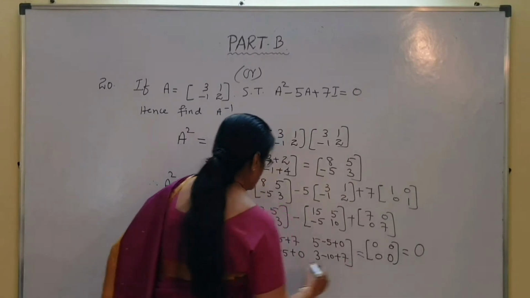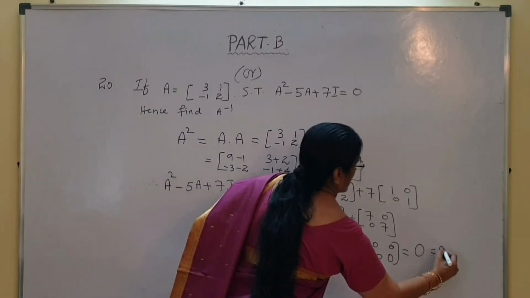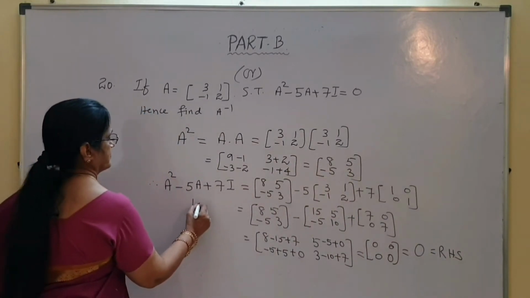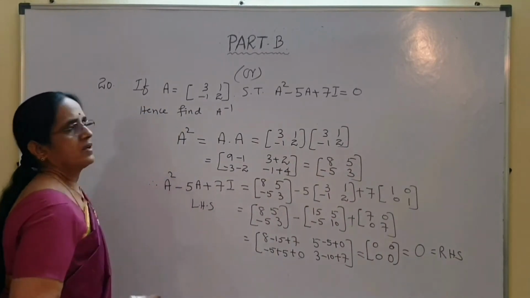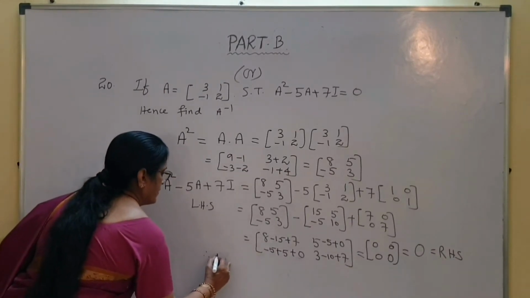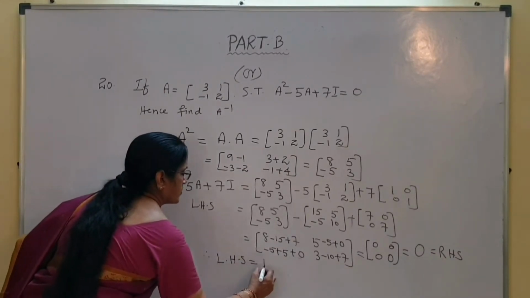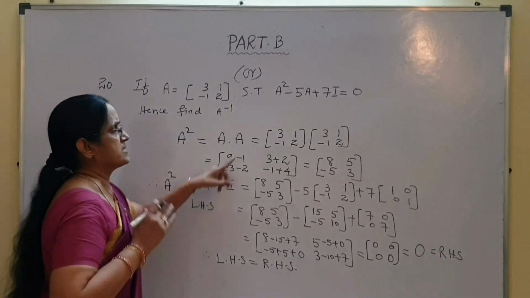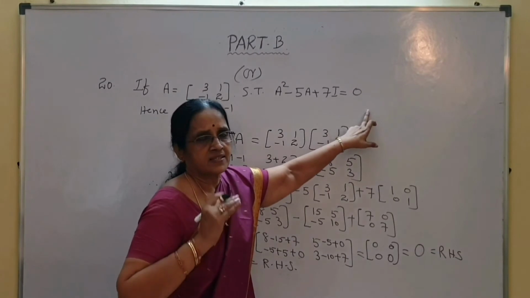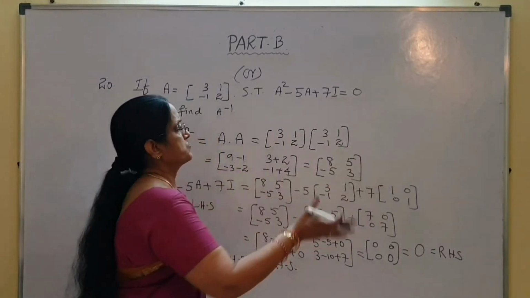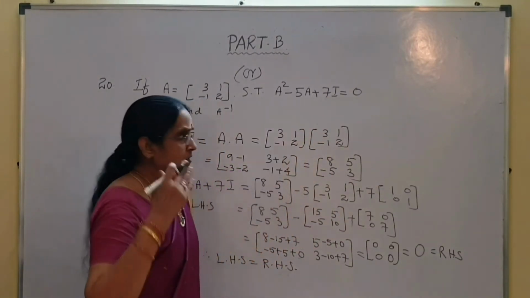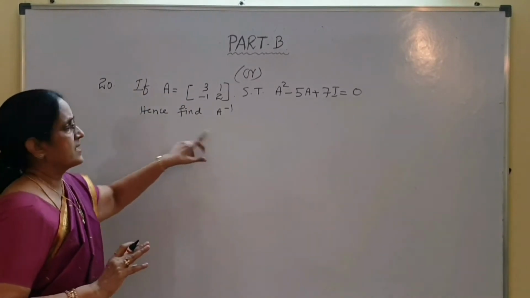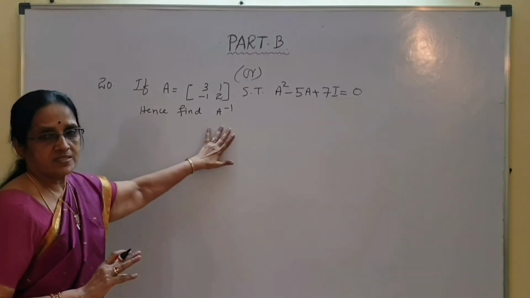So, which is your RHS. Of course, this is your LHS. So, therefore, LHS equal to RHS. That is A square minus 5A plus 7I is equal to 0 matrix. Hence proved. So, the first part is done. Now, let us do the second part of the question. The second part is hence find A inverse.